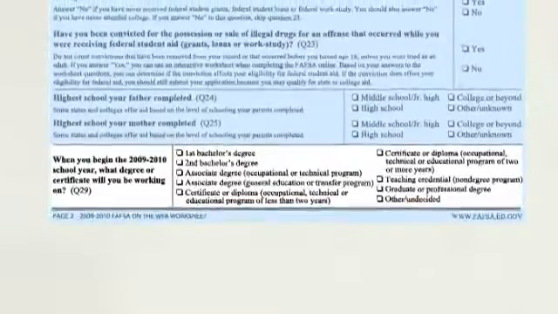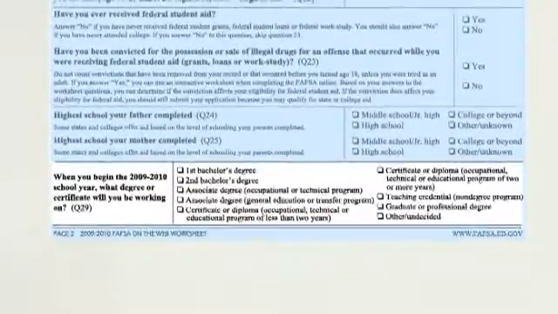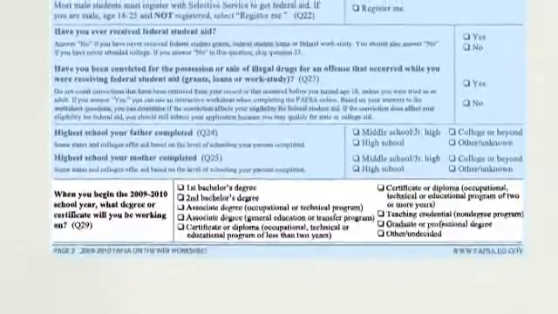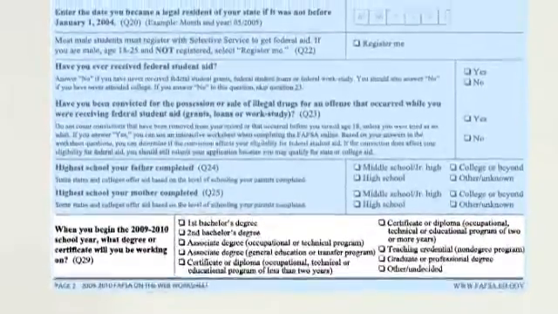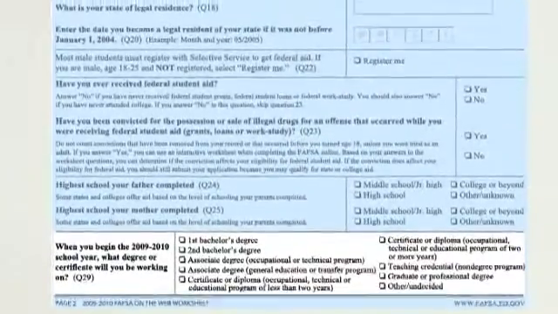Most students choose either first bachelor's degree, if you're going to a four-year college like IU or Purdue, or associate's degree, if you're planning to go to a two-year college like Ivy Tech or Vincennes University. There's no wrong answer. Just check the one that seems to be the best fit with your plans. And if your plans change, you can contact the College Financial Aid Office to let them know.